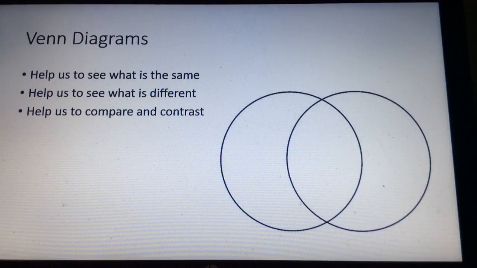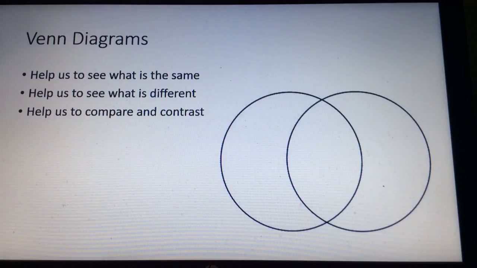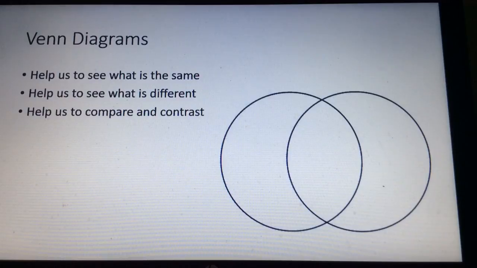So I talked a little bit about a Venn diagram, and I want you to look at the shape. You see it's 2 circles and they're connected. And Venn diagrams help us to see what is the same. They help us to see what is different. And in the end, they help us to compare and contrast. And what's that word compare? What does that word mean again? Excellent. Compare means to find things that are the same. And what does that word contrast mean? Very good. We're looking for things that are different.